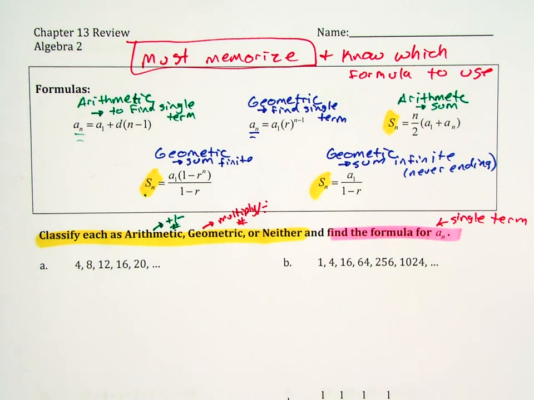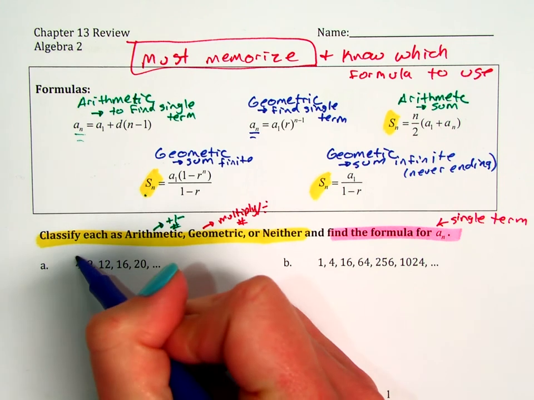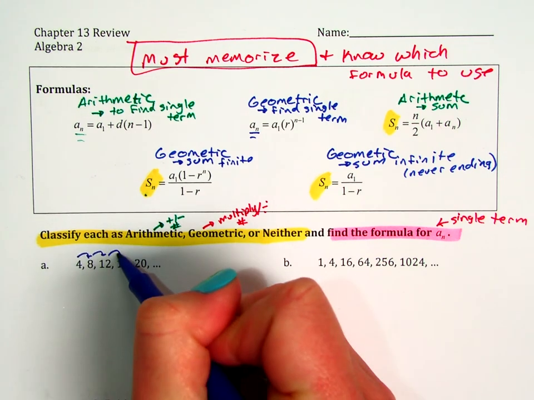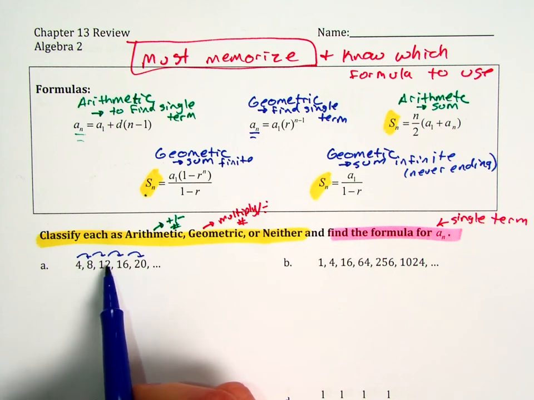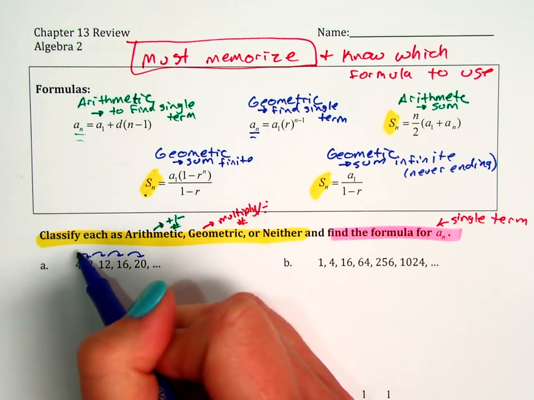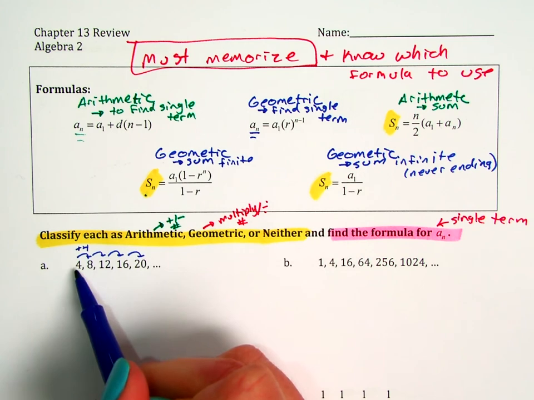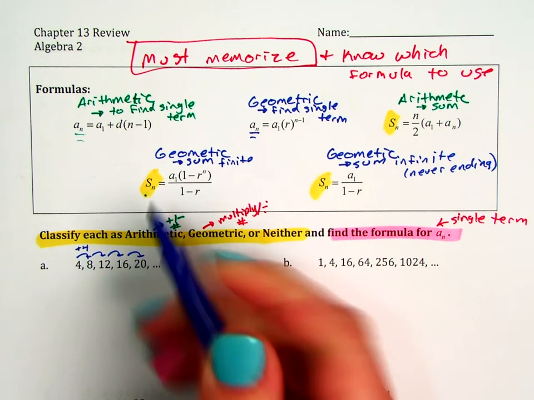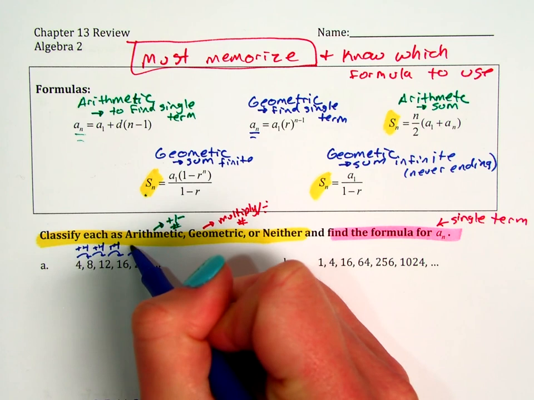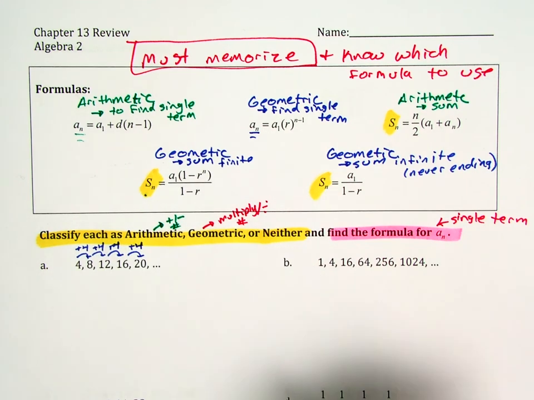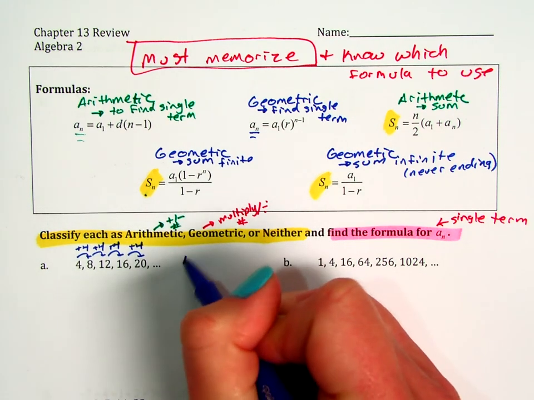So I always check first to see if we're adding the same amount. So from one term to the next, what would I have to do? To get from 4 to 8, I could either add 4 or multiply by 2. But 8 and 12, so I'd start out with adding 4 and see if it keeps going. So I add 4 and I get to 8. 8 plus 4 is 12. 12 plus 4 is 16. 16 plus 4 is 20. So since I'm adding the same amount every time, this is arithmetic.